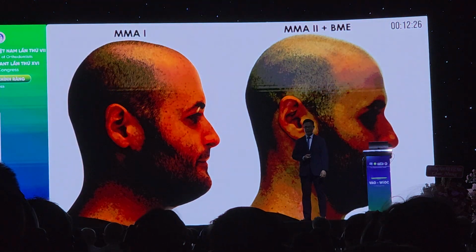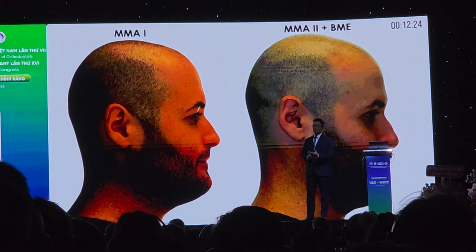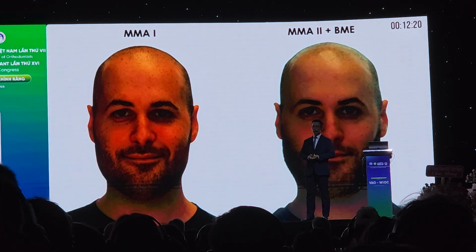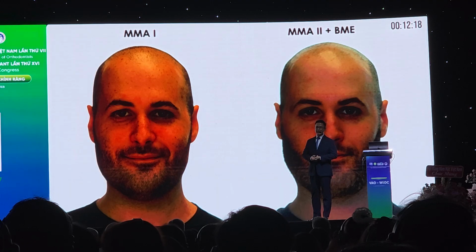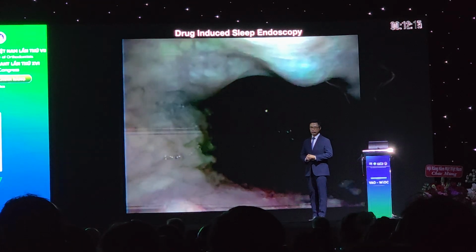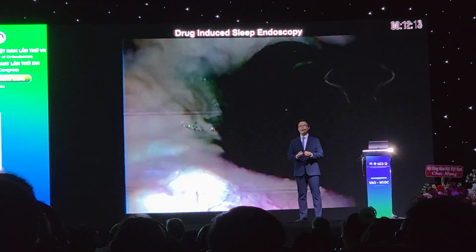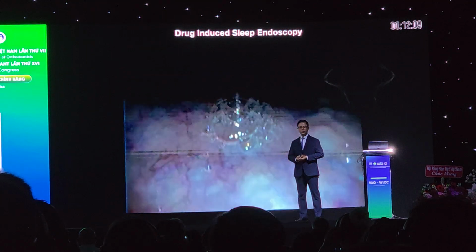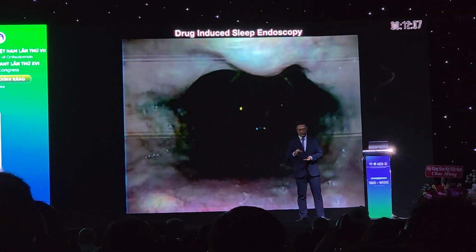That's his face. We did not make the bimax. His face is still okay. And then we confirm by using drug-induced sleep endoscopy whether there is any obstruction while he's sleeping, and we confirm there's no obstruction. And then he was happy.